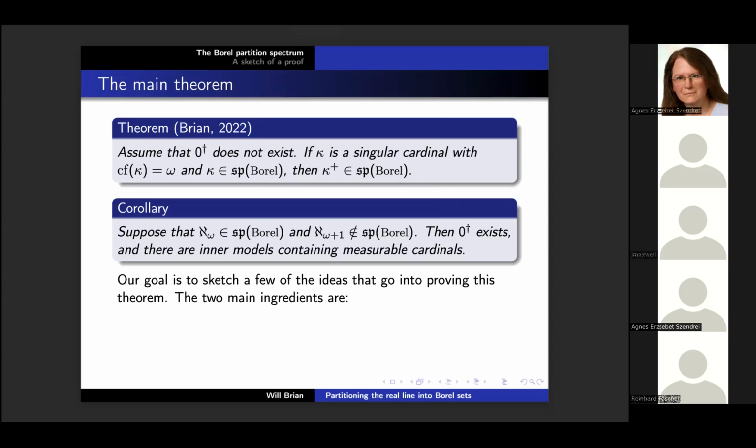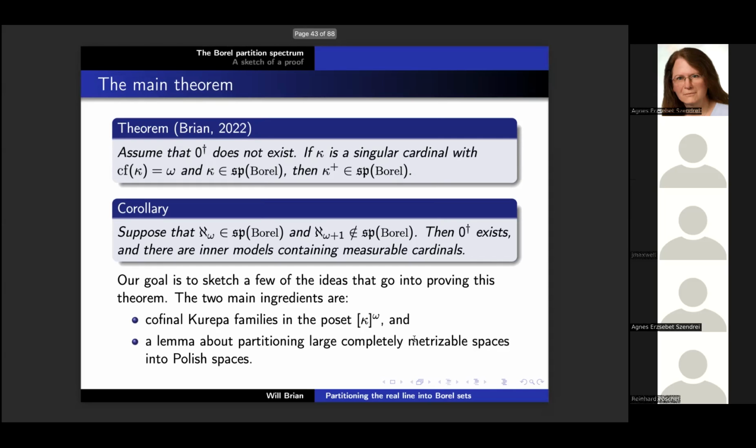All right. So the goal is to sketch a few of the ideas that go into proving this theorem. And there are two main ingredients to the proof. So two main things that I'd like to talk about before we get to the proof sketch. And those things are cofinal Kurepa families in this poset here, which I'll define in just a moment. And also a lemma that I'm going to prove for you, a lemma about partitioning large, completely metrizable spaces into Polish spaces. So here we go.